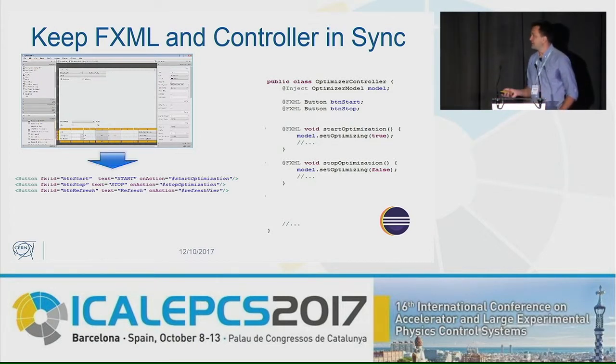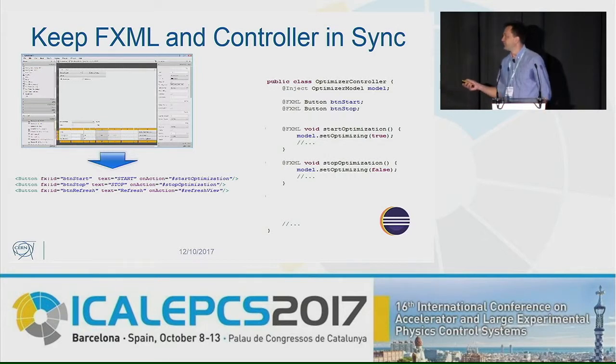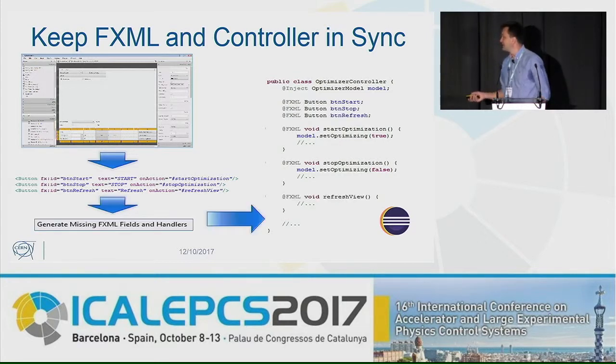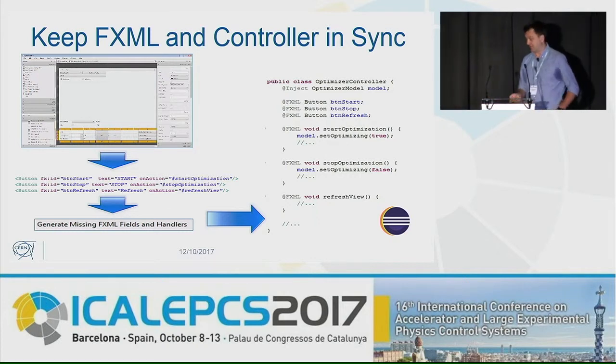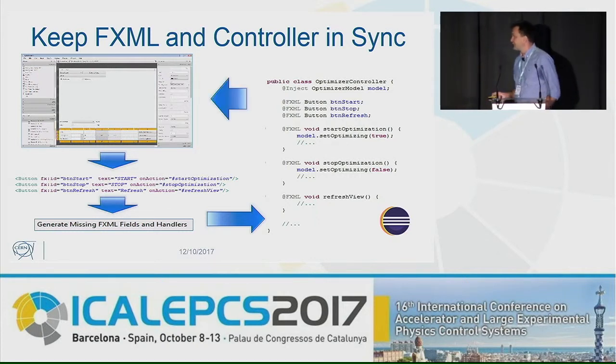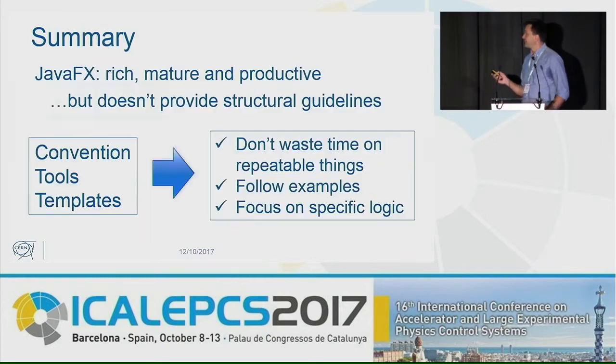It's basically to generate fields and method handlers for the FXML controller. So the idea is that if you add a new component, a new widget to your GUI, you save it, you click a command, and this will basically generate a field and a method handler, putting it in the right place. So quite small, but quite handy.